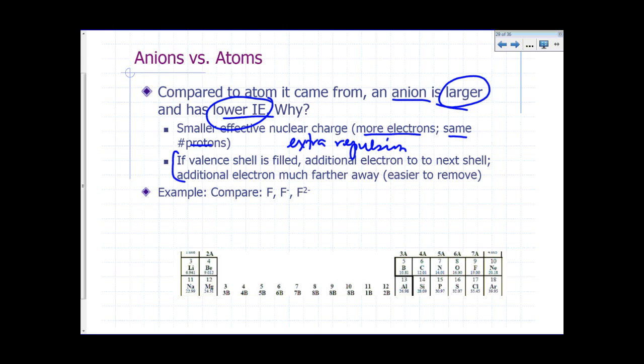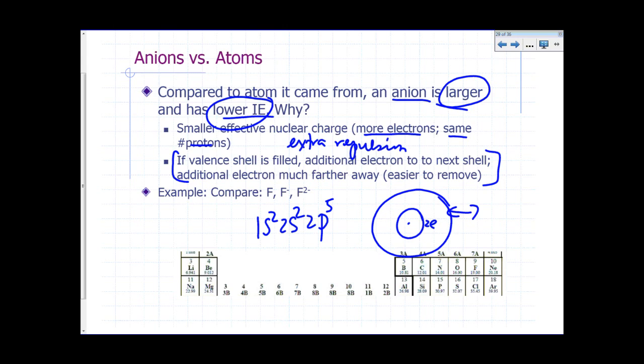Now, if a valence shell is filled, the additional electron will go to the next shell, would be much further away, even easier to remove. So, for example, if you have fluorine versus fluoride versus F with a -2 charge. Fluorine would be 1s2, 2s2, 2p5, right? So you've got a helium core with 2 electrons, and then 7 electrons on the outside. That's the fluorine atom. A fluoride would have an extra electron, so more repulsions, and it's going to spread out. So fluoride would be larger than fluorine in terms of size.